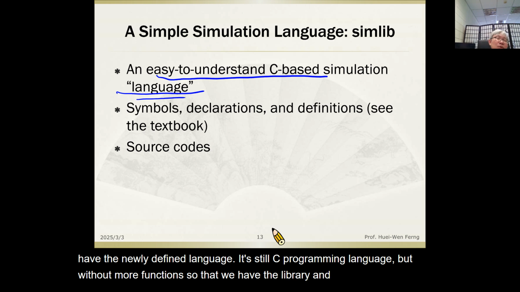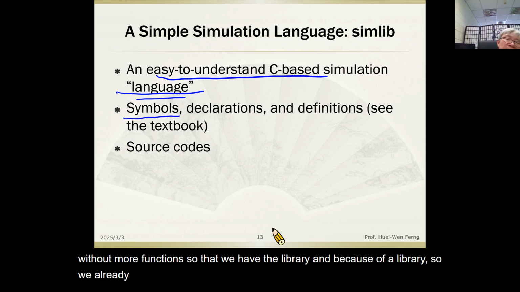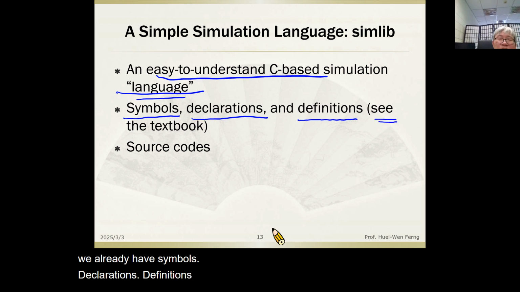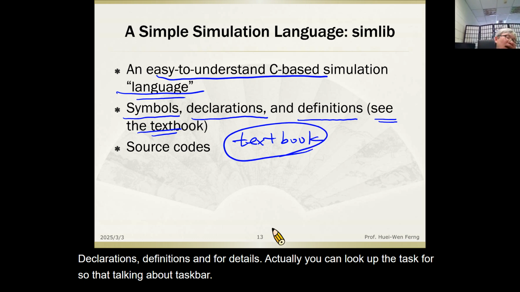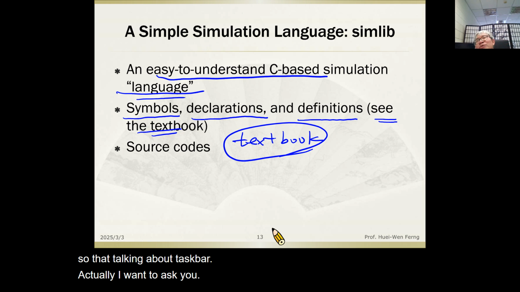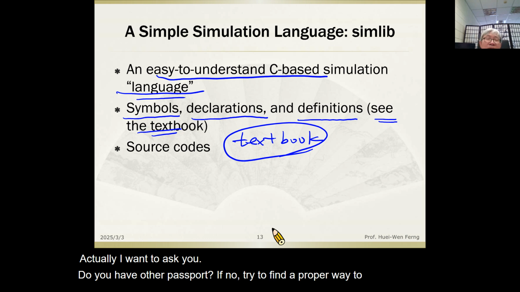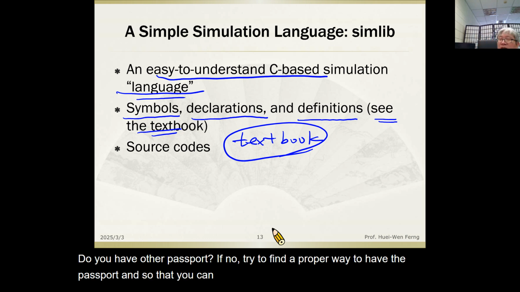Because of the library, we already have symbols, declarations, and definitions, and for details you can look up the task book. Talking about the task book, I want to ask you, do you have the task book? If not, try to find a proper way to get the task book so that you can follow me, because up to now we have reached chapter 2.